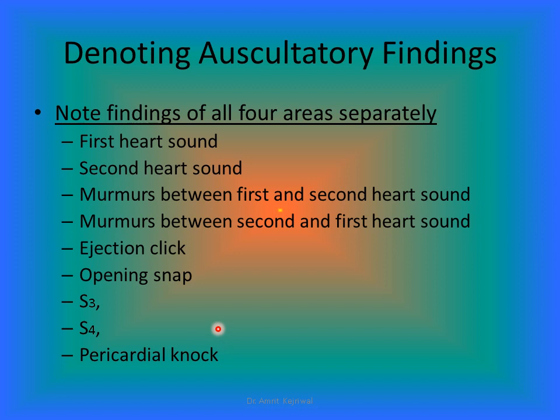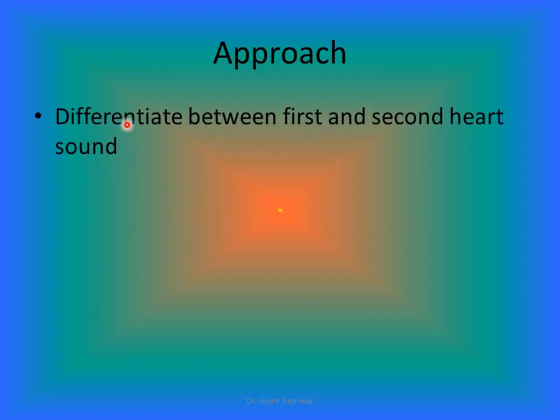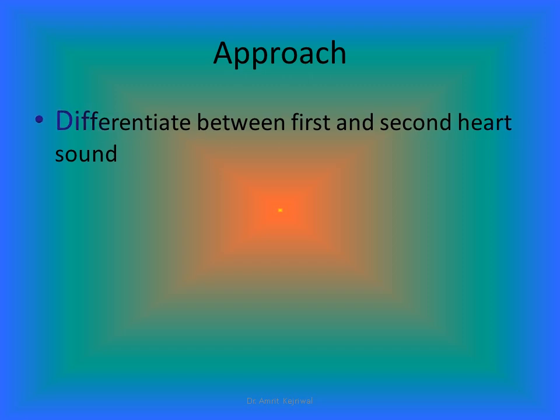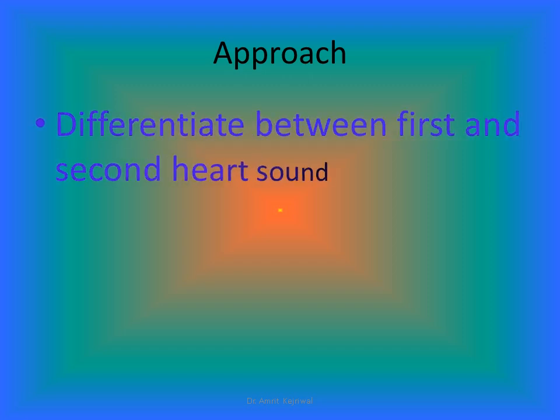If you want to identify them, first of all we have to find out which sound is the first heart sound and which is the second heart sound. So the approach: first of all, differentiate between the first and second heart sound, which is essential for cardiac examination. If you cannot distinguish between them, it will be very difficult to understand which event is systolic and which is diastolic. So this is a very important part.